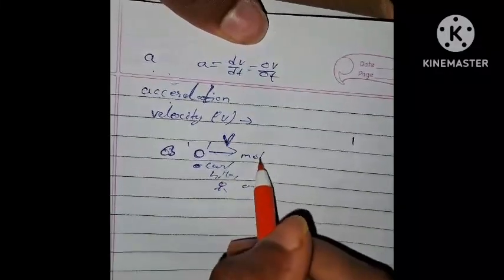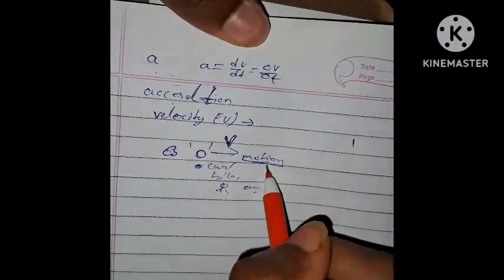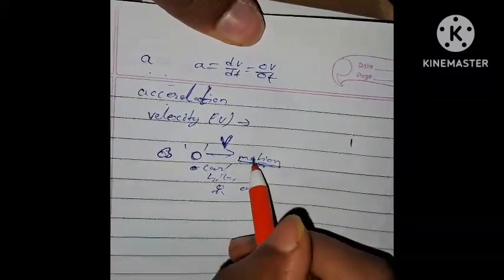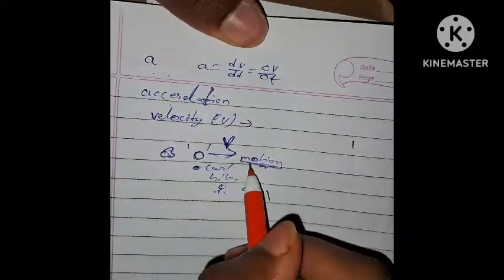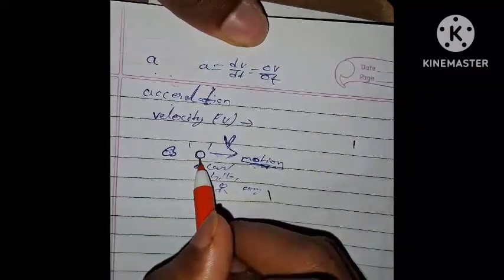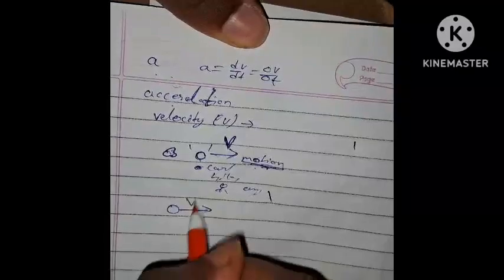In motion means not staying at one place. It is moving. So the object is in motion with velocity v. Like we can say it is moving with the velocity v.